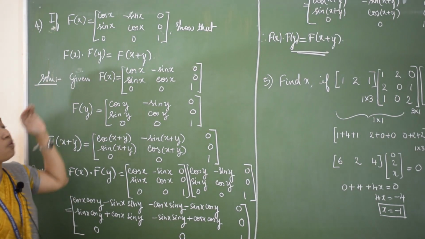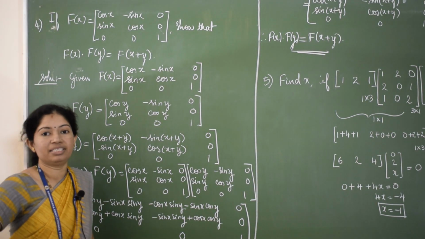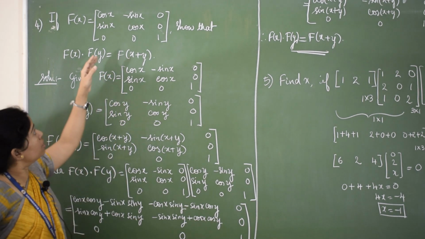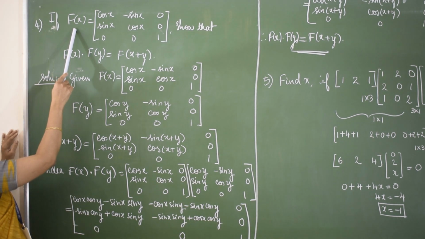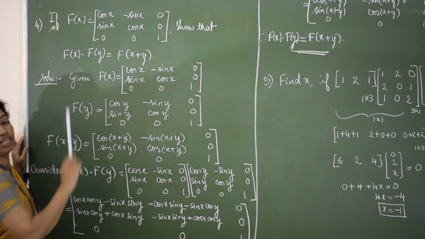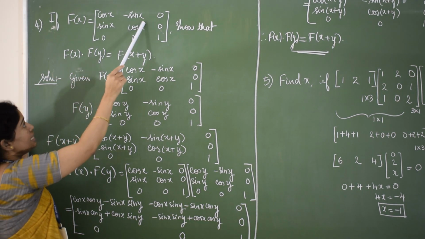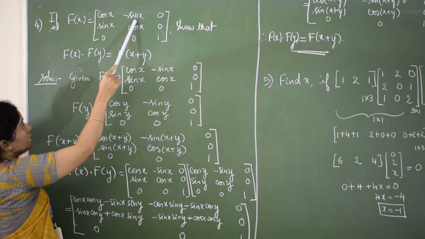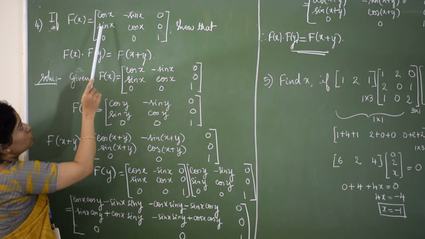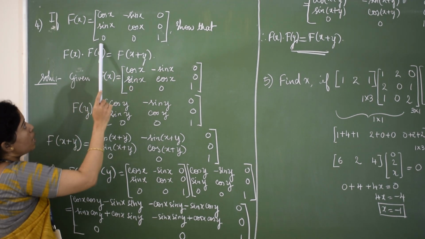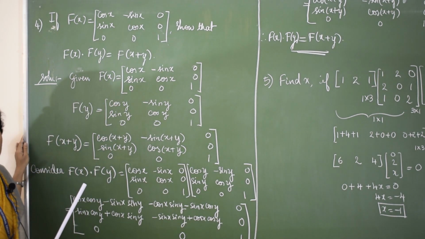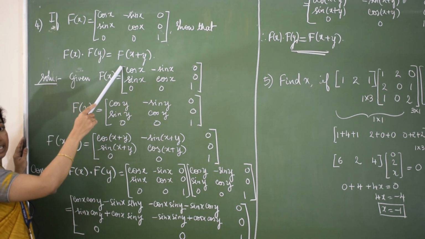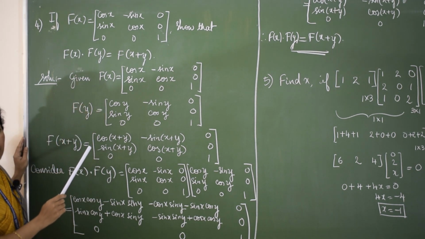The next problem what we are going to solve is asked in this year's board exam for 3 marks. So let us see the question. The question is, if f of x is equal to, they have given a 3 cross 3 matrix with entries as trigonometric functions. You have in the first row cos x, minus sin x, 0, second row you have sin x, cos x, 0, and in the third row 0, 0, 1. You have to show f of x into f of y is equal to f of x plus y.